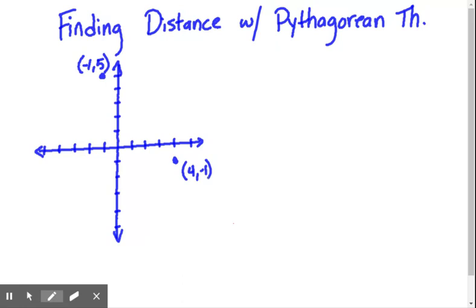Okay, basically what we need to figure out here is how long is this line segment going to be? How long is that going to be? What's the distance between those 2 points? How many coordinate units are going to be that line segment right there?